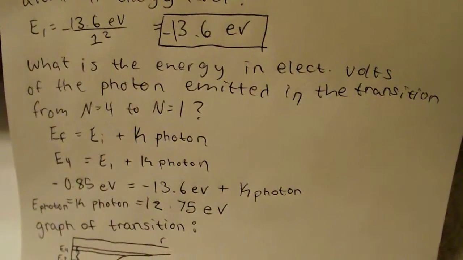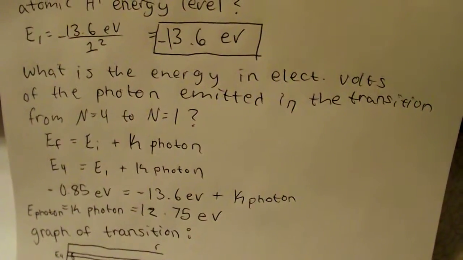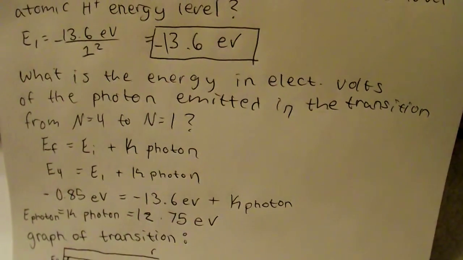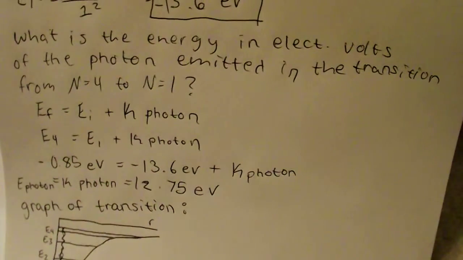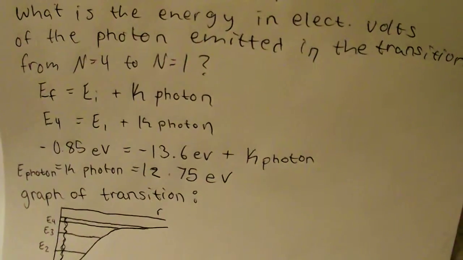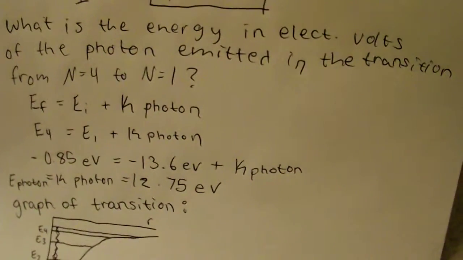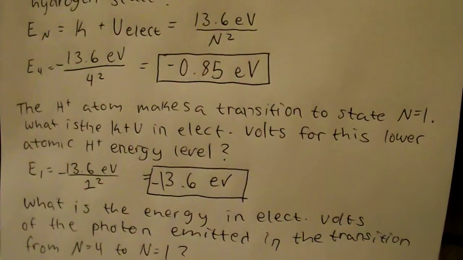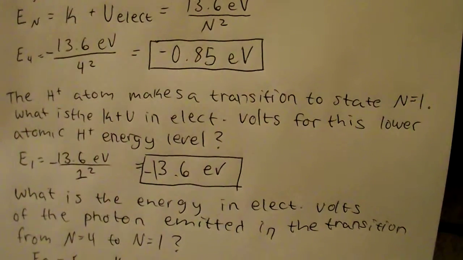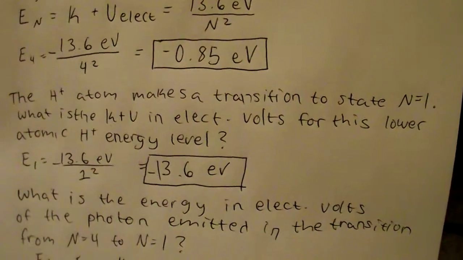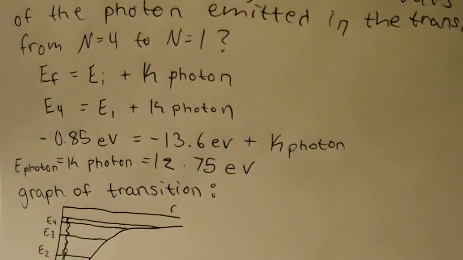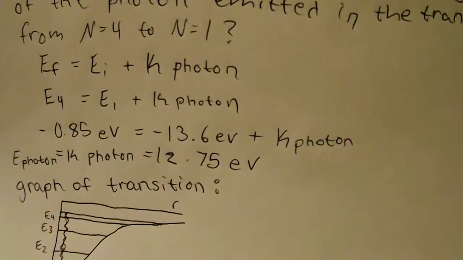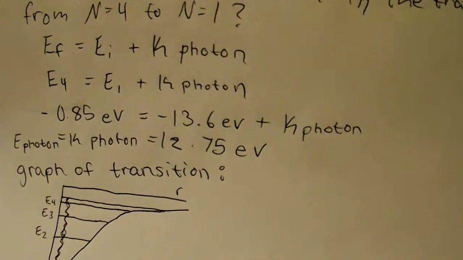So now I'm going to ask, what is the energy in electron volts of the photon emitted in the transition from n equals 4 to n equals 1? So we do the work energy principle, and this time it's energy final equals energy initial plus the kinetic energy of the photon. We plug in the two energies we found, energy final and energy initial, and we end up getting 12.75 electron volts, and that's the energy of the photon and also the kinetic energy of the photon.